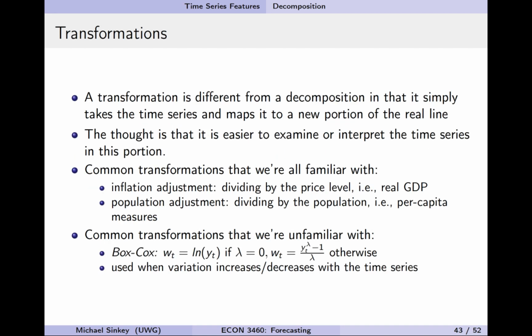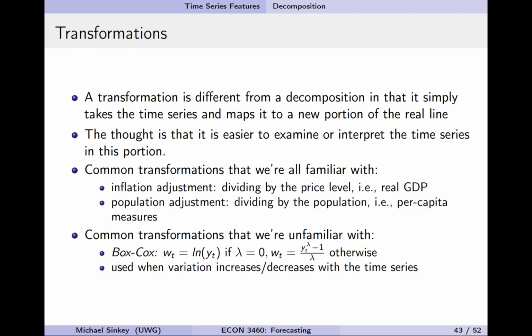So let's take a look at transformations. Transformation is different from a decomposition. With a decomposition, I'm extracting different parts of the time series, but a transformation is just taking the time series and applying a function to it. So I'm going to take the time series and map it to the real line. And the thought is that maybe it's easier to examine the time series on a different part of the line than it's currently at. Some common transformations that we're all familiar with: think of inflation adjustment, think of population adjustment. I mean, we don't think of the income in Carroll County as being the sum of every person in the county. We think of it in a per capita way.